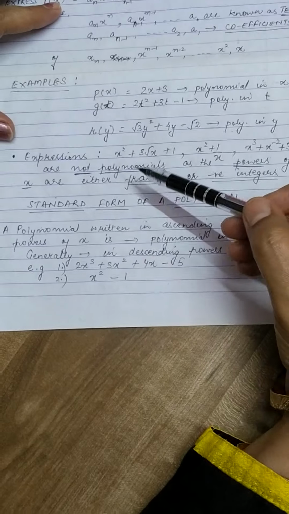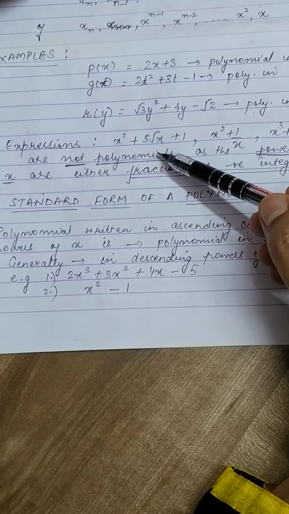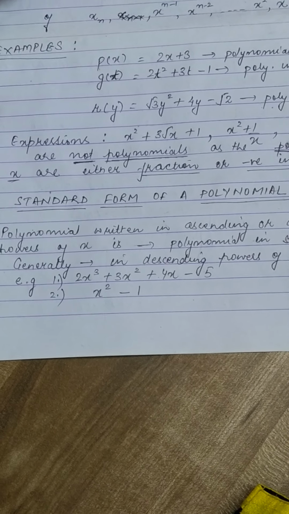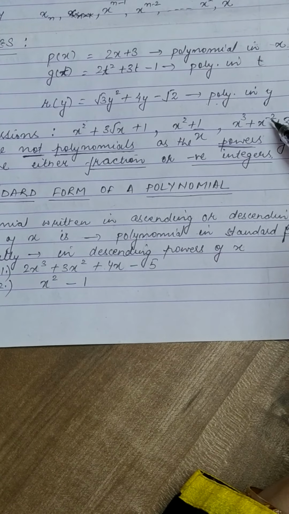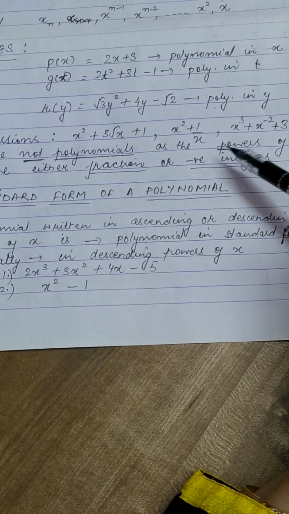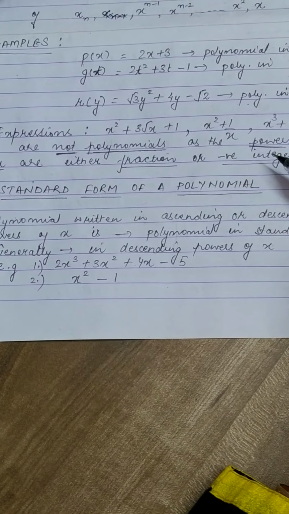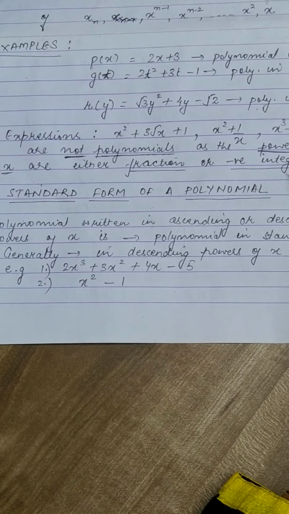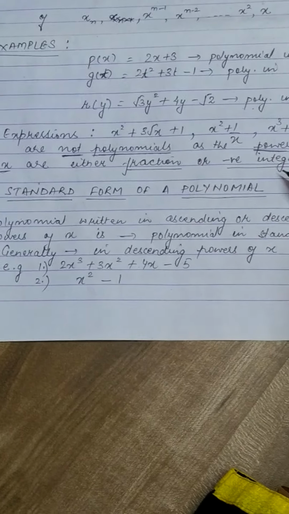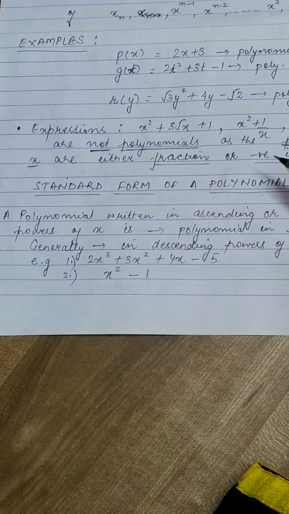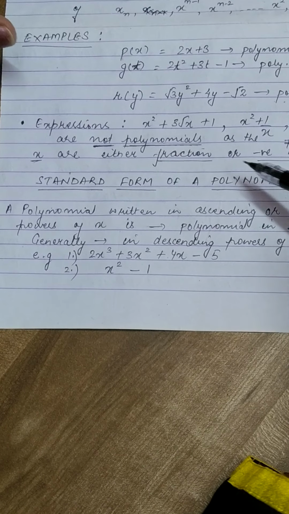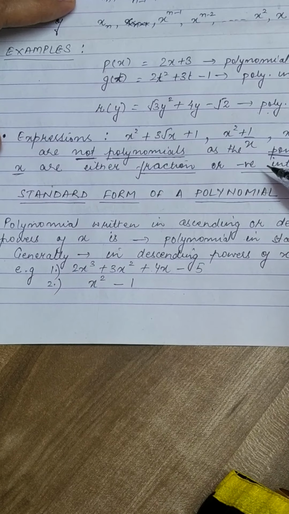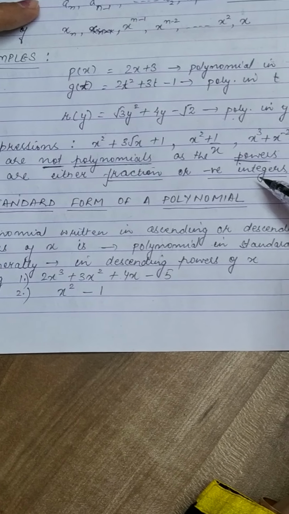But expressions like x square plus 3 root x plus 1, x square plus 1 upon x, x cube plus x raised to the power minus 2 plus 3x, these are not polynomials. Why? Because the powers of the variable x are either fractions or negative integers. So we conclude that in a polynomial, the power of the variable should not be a fraction or a negative integer, right?